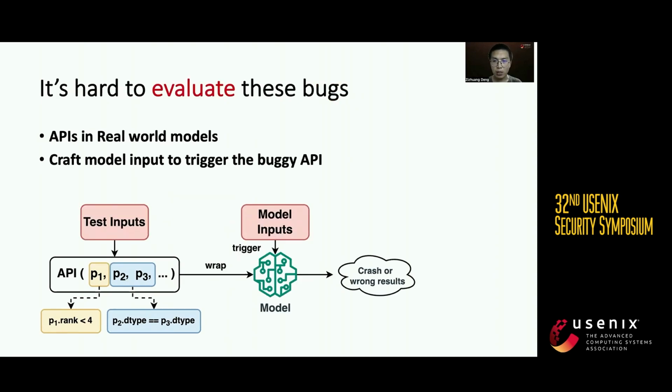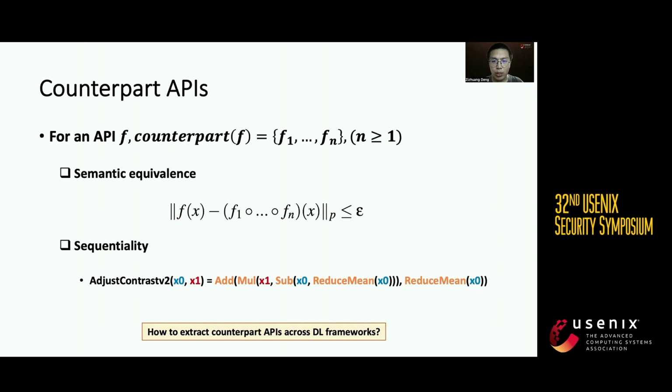After finding a bug, it is very difficult to evaluate how harmful the bug is. Deep learning developers often perform deep learning inference through deep learning models instead of APIs. It is then very difficult to construct model inputs to trigger an API bug in one of the operators in your model. So next, we introduce our methods to overcome these challenges.